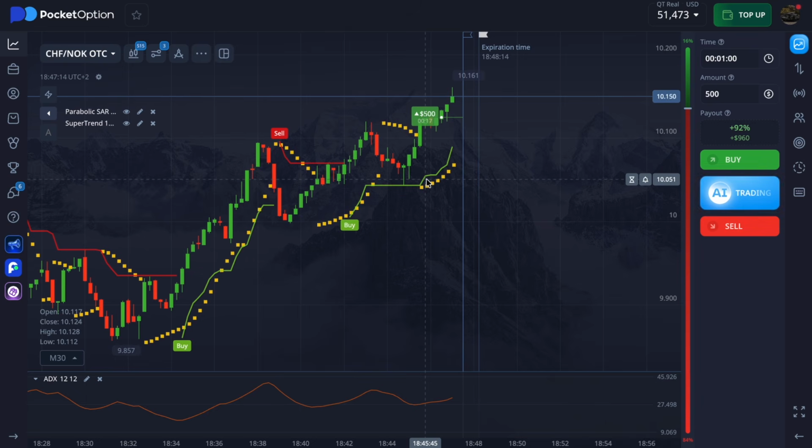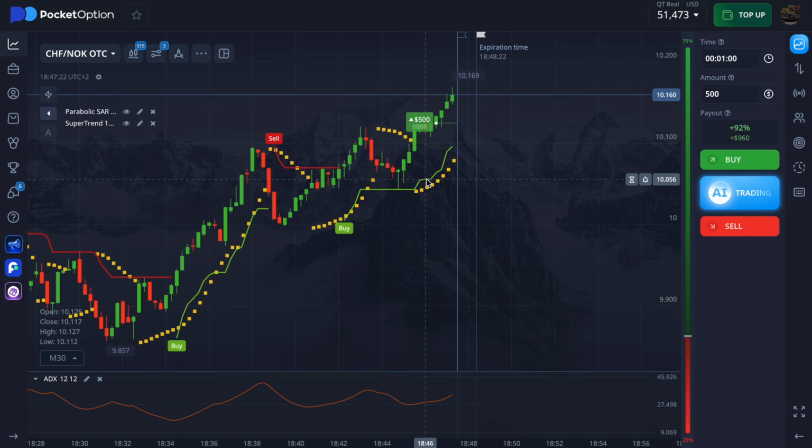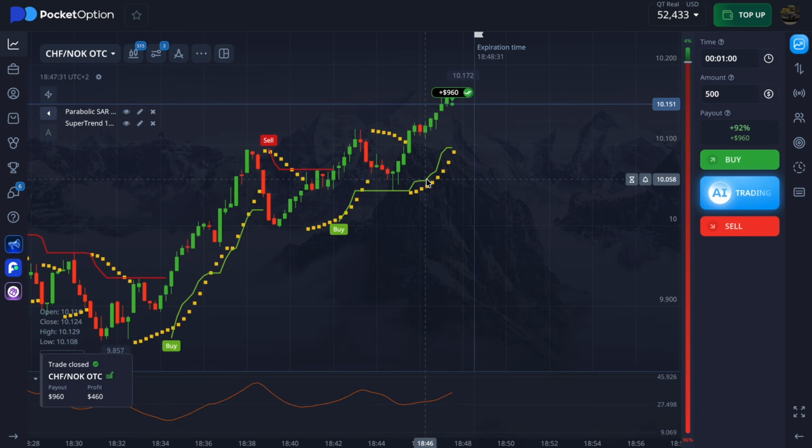But in order to somehow increase my balance and grow it, I use a doubling strategy. So if my trade closes at a loss, then I open the next trade with double the amount. And if this trade had closed at a loss of $500, I would open the next trade for $1,000. But the price went up and my trade closed in profit, so there is no point in doubling.